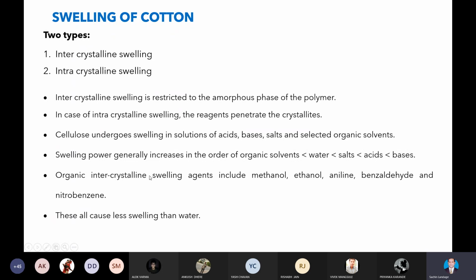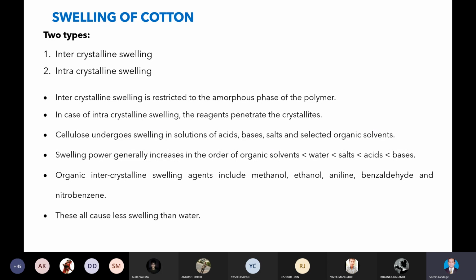Okay, so next, all this causes less swelling. Whatever these organic solvents are, just like methanol, ethanol, aniline, benzaldehyde, nitrobenzene, they cause less swelling than water. So we get more swelling in a base, in an acid, then in a salt solution, then water, and lastly the organic solvent. Now see how these things will help us.